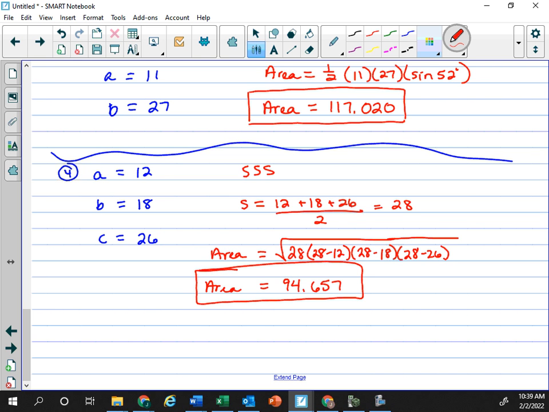Oh, goodness. All right, guys, questions on that area one? It's pretty straightforward. It's just make sure you're using the right formula and plugging things in. Don't mistype something in your calculator, that sort of thing, okay?